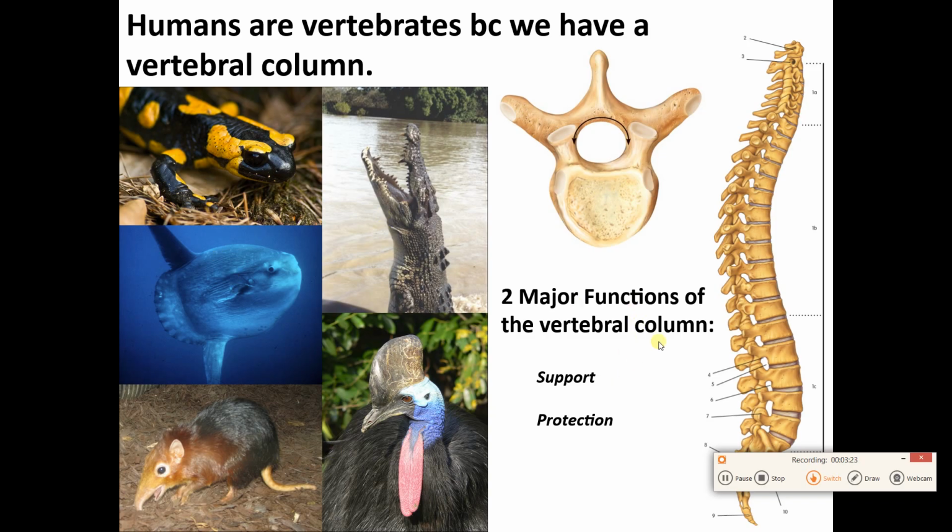Now, the big functions of a vertebral column are twofold. Support, so helping to support our body weight, support our limbs, support our head, and also protection. So the spinal cord sits inside this hole in the vertebral column.